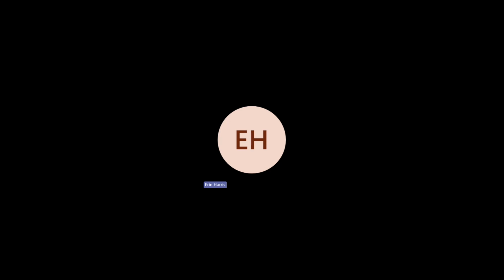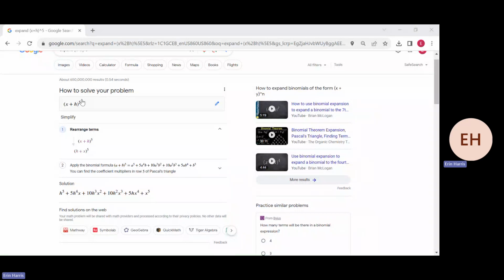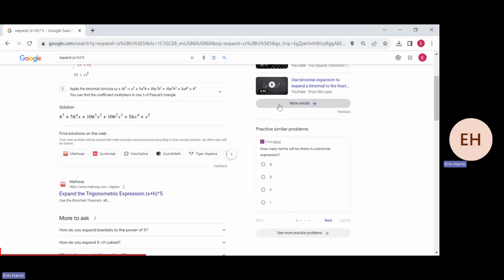For example, if I stop sharing here, all I did was I went to Google and I just typed in expand x plus h to the fifth. And I don't know why they switched the h and the 5. I'm really not sure why they did that, but here's the answer. I'm going to write it though backwards. I'm going to start with x to the fifth.